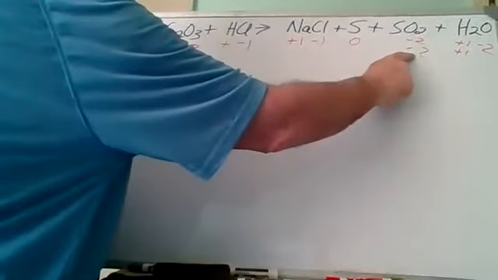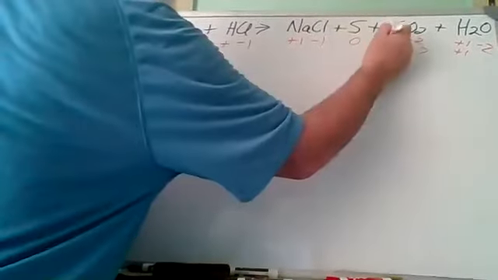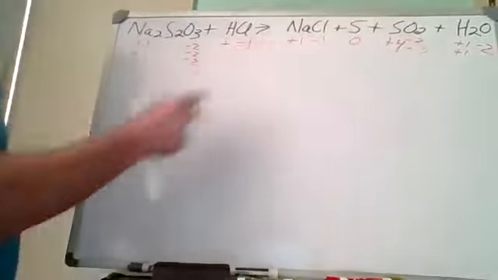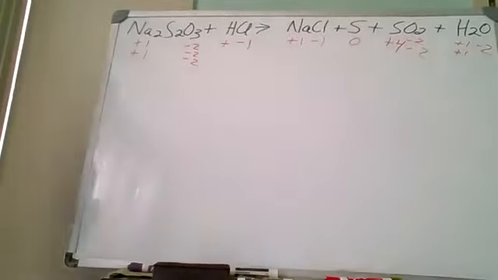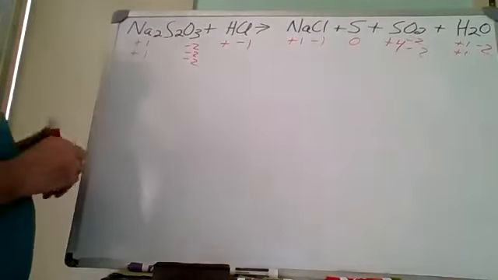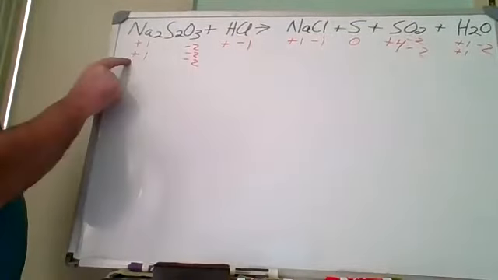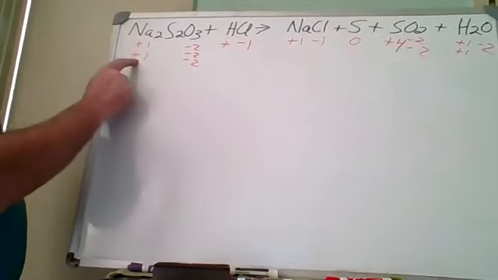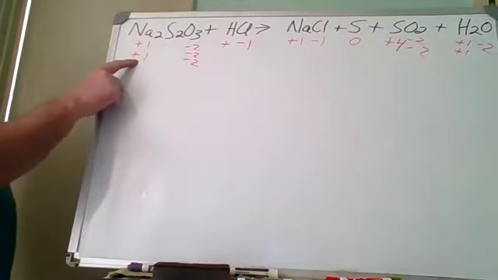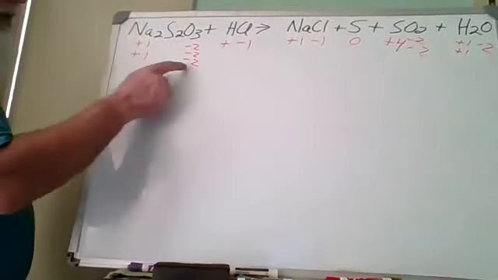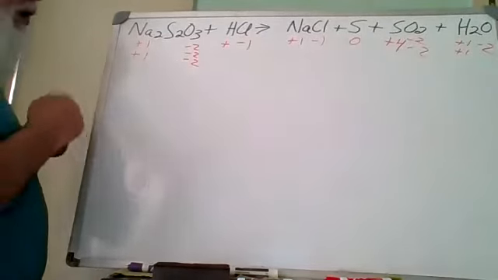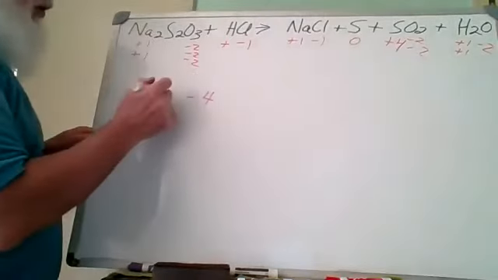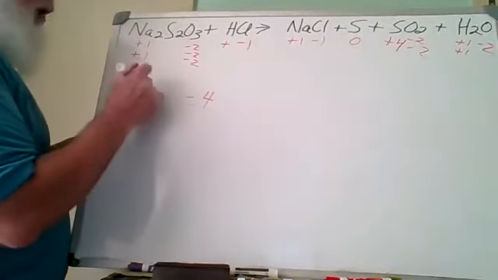Well, if these are -4, then this sulfur has to be +4. It has to add up to the charge on the chemical species, which is 0 for a neutral molecule. Okay, so here I have -6 and +4. Or sorry, -6 and +2. So that's -4 total. So I have 2 sulfurs.